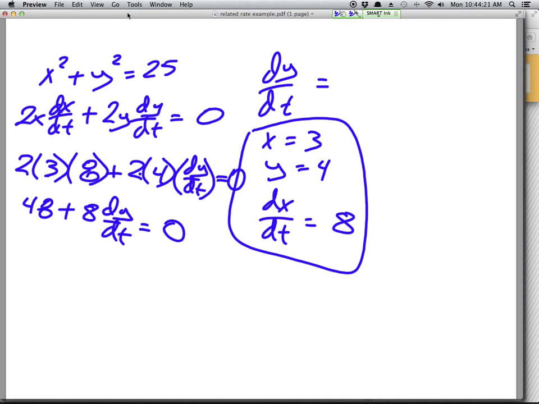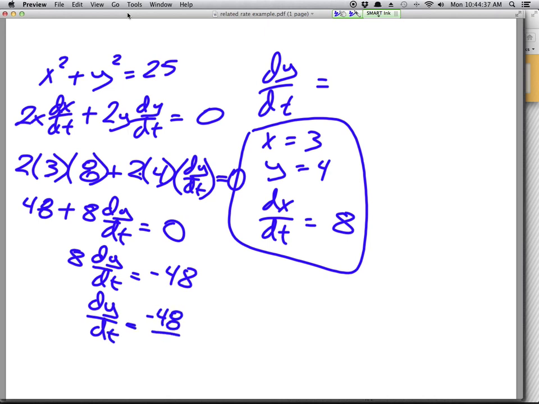Now what is it I'm trying to do? Trying to find dy/dt. So what do you want to do next? Subtract 48, and divide by 8. So I get negative 48 over 8, or negative 6. Yes, if you want to go to negative 6, that's fine. But I don't have to reduce that unless I'm dealing with what type of problem? Multiple choice problem. If it's not a multiple choice problem, leave it alone.